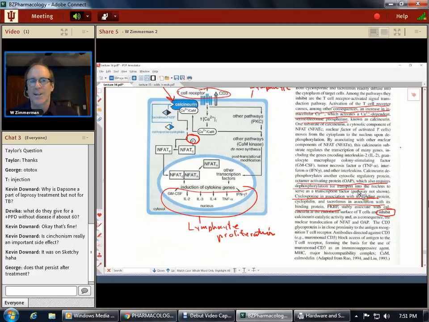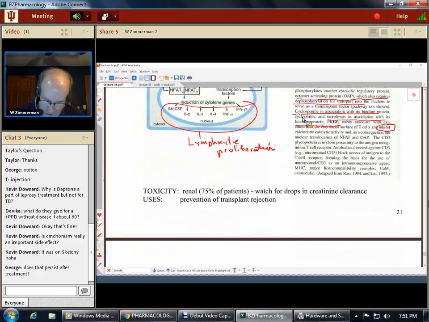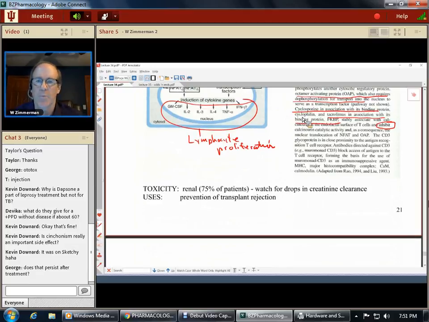So you can see this drug has nothing to do with bone marrow. No effect on bone marrow. Toxicity, some renal problems. There can be some drops in creatinine clearance. It's not a kidney killer necessarily. But the main thing we watch out for is a decrease in the creatinine clearance. But it's great. It's changed everything.